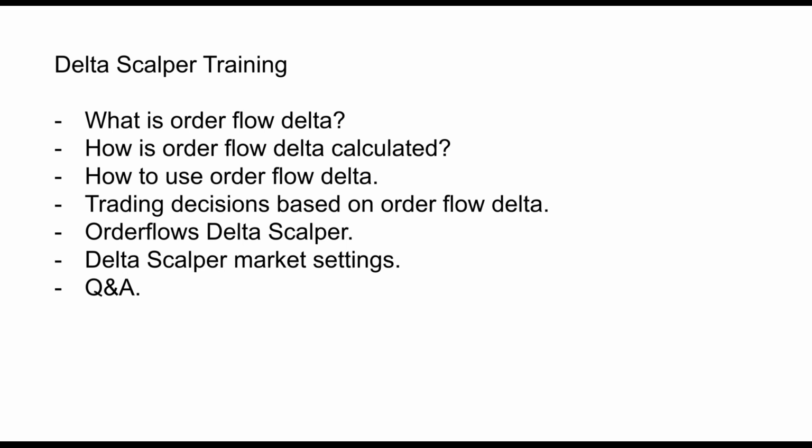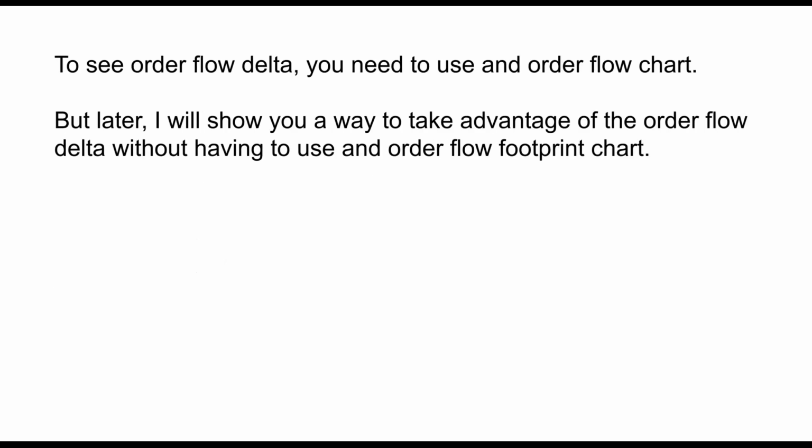If it's something that you need for trading. Now, to see order flow delta, you need to use an order flow chart, basically. You can't use a normal bar chart and expect to see market generated information from the order flow, because it's not going to appear there. But at the end, when I talk about the Delta Scalper, I'm going to show you how we've taken the information from an order flow chart, the delta specifically, and put it into a format that can be analyzed and read on a normal bar chart.